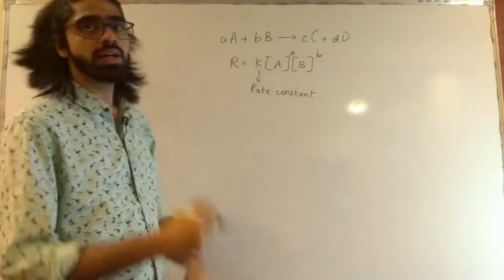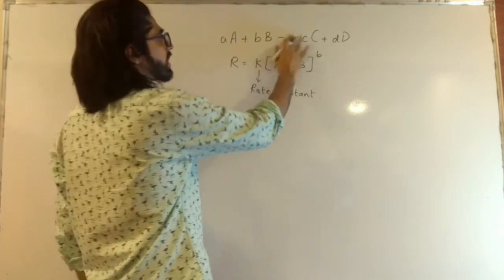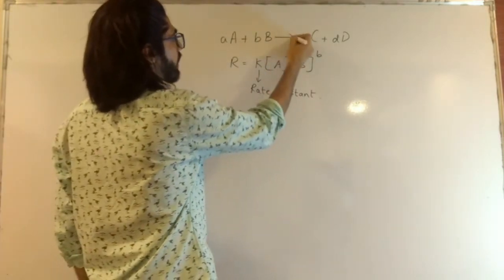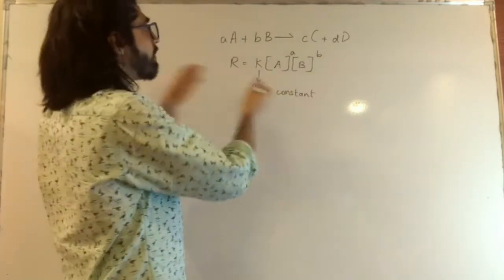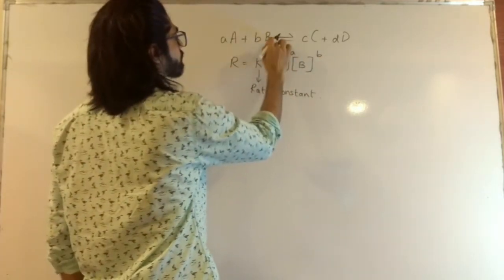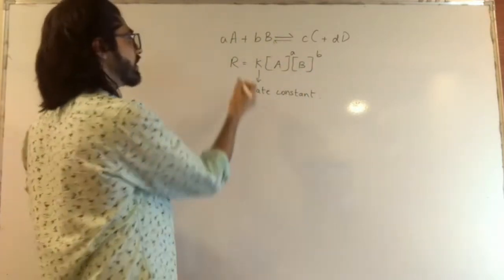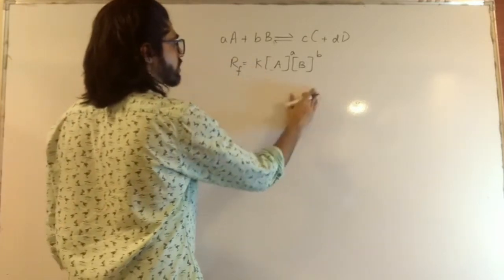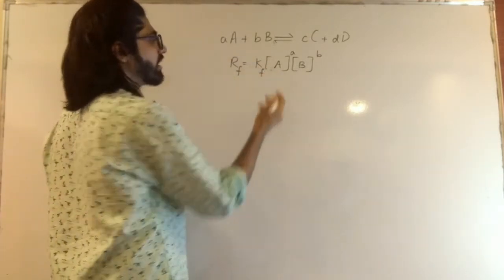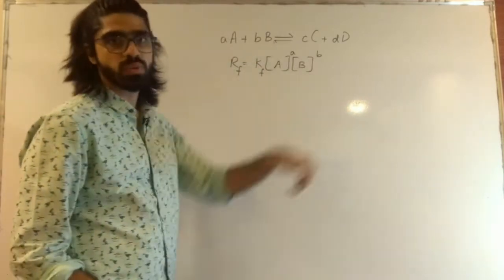Instead of considering it a one-step reaction or an irreversible reaction, let's consider that the reaction is reversible. So A and B will react giving you C and D, but C and D further will react, giving you back A and B. So now this will be termed as rate of forward reaction, and instead of k we will write kf, indicating that this is the rate constant of forward reaction.